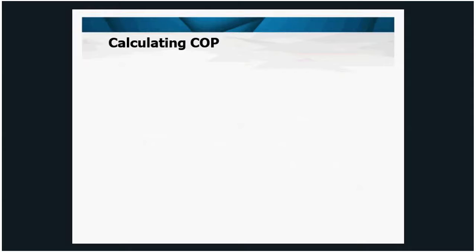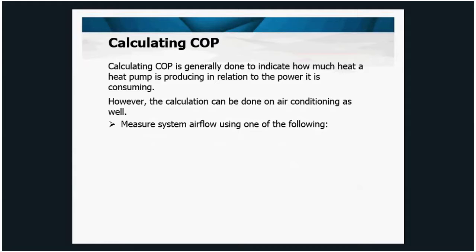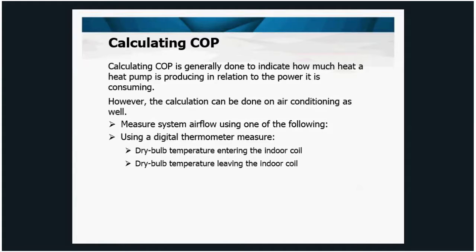When it comes to calculating COP, this is usually done to determine how much heat the heat pump is producing in relationship to the power that it's consuming. You're going to measure the airflow just like we talked before. You're going to use a digital thermometer. Here we're not getting wet bulb temperature, we're getting dry bulb temperature. We're going to measure the dry bulb temperature entering the indoor coil and the dry bulb temperature leaving the indoor coil.